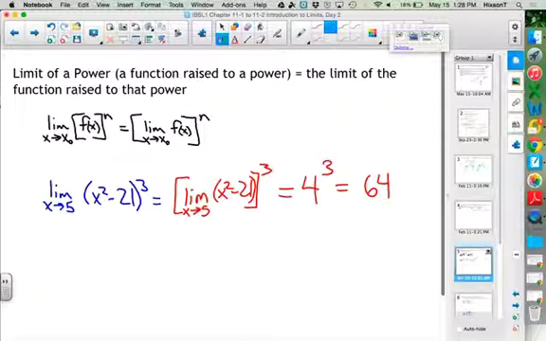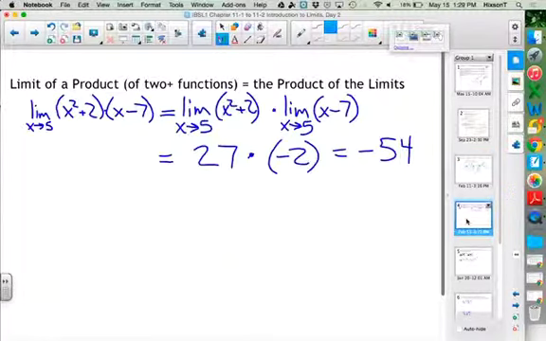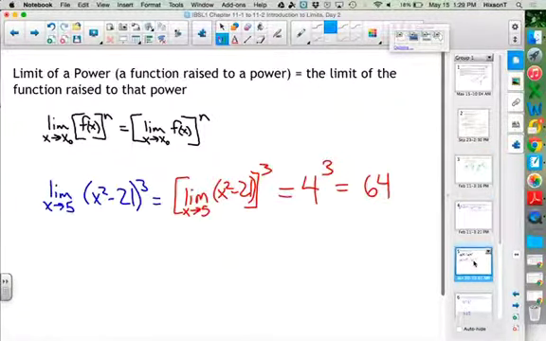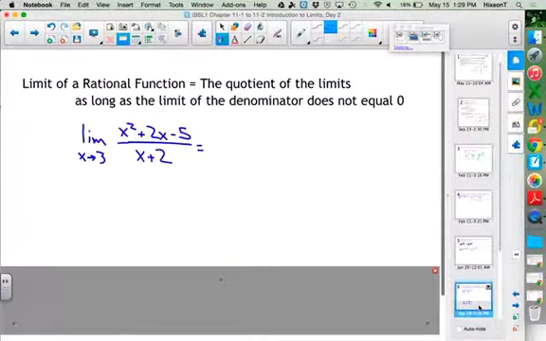But again, notice how it keeps our numbers smaller, and it also keeps us from having to expand this out. Because if this were not true, we would have to multiply that out and then evaluate that polynomial. So, again, we have sums, products, powers, now quotients, for the limit of a rational function.